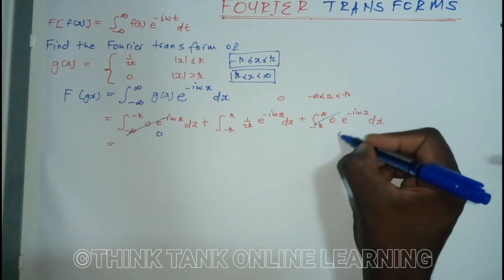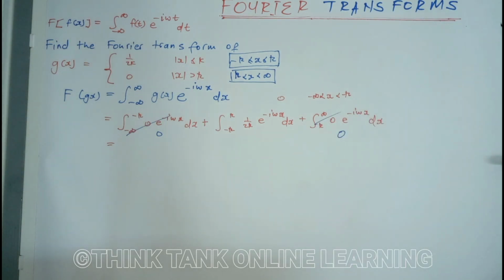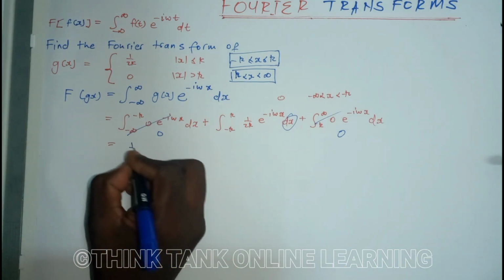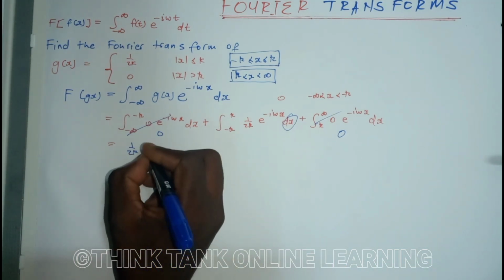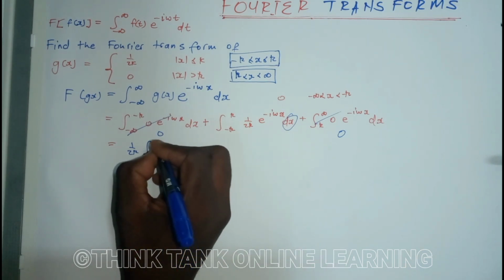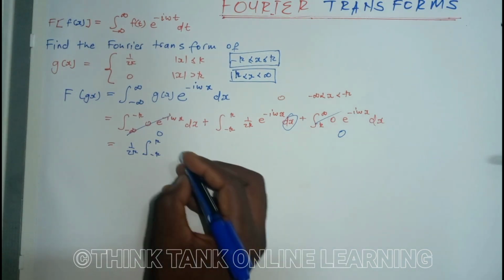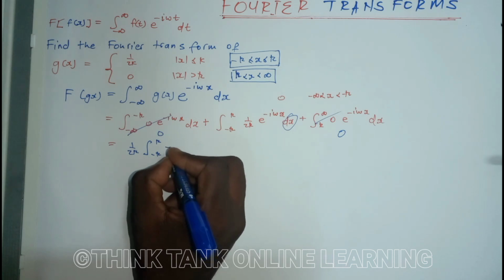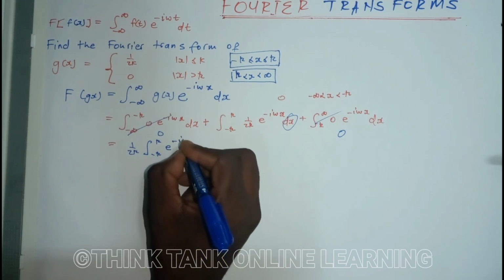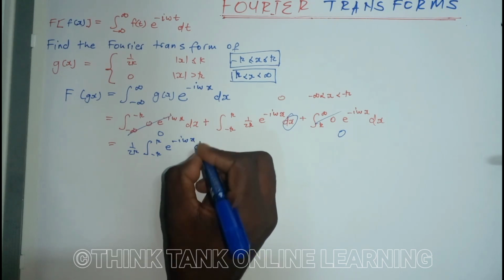and you're going to get 0. So we're only concerned with the middle integral. Okay, so I'm integrating with respect to x, so that means 1 over 2k, or k, is just going to be a constant. So I'm going to write 1 over 2k here, from negative k to positive k, and you're going to have e to the power i omega x dx.